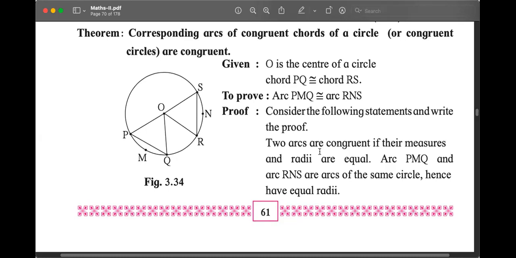So once again, we have a circle with center O. Okay? And we have two chords PQ and RS which are congruent. Chords से start हुए. So it is given that PQ is congruent to RS. We have to prove that PMQ is congruent to SNR or RNS.